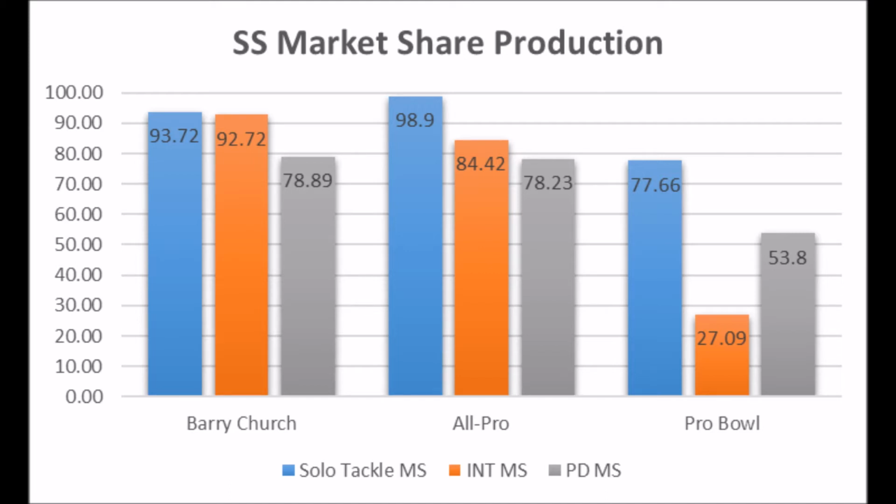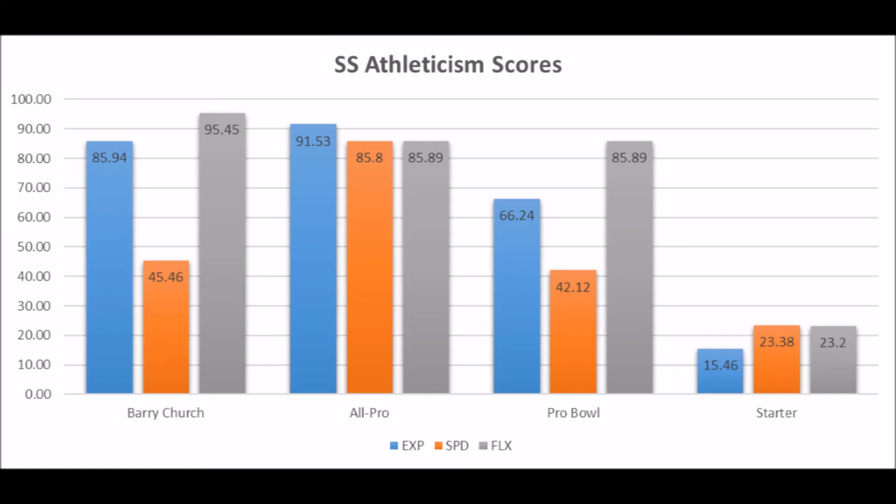And then when you get to his athleticism data, it also shows up pretty well. He has an 85.94 explosive lower body strength score, a 45.46 speed score, and a 95.45 flexibility score. Based on his data as well, he pretty much hits all the marks you're looking for, indicative of a potential Pro Bowl safety type. Doesn't really have the all-pro stuff.